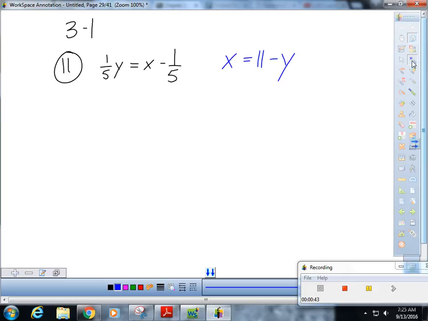So the key on these is we've got to make it look familiar. It's got to look like y equals mx plus b is really what we want to do. So, does anyone know how to get rid of a fraction if it's being multiplied by a fifth? We could divide by a fifth, but that's going to make your life even worse.